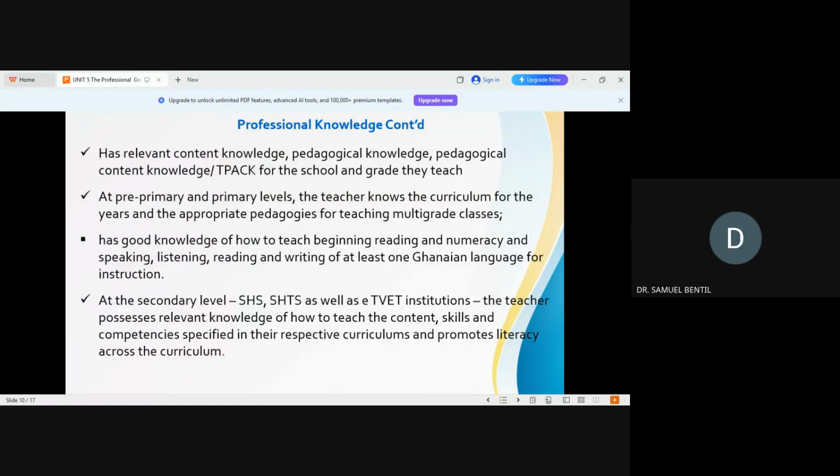You must also have relevant content knowledge and pedagogical content knowledge for the school and grade you teach. So we'll do TPACK as a whole topic on its own. So let's leave it there.